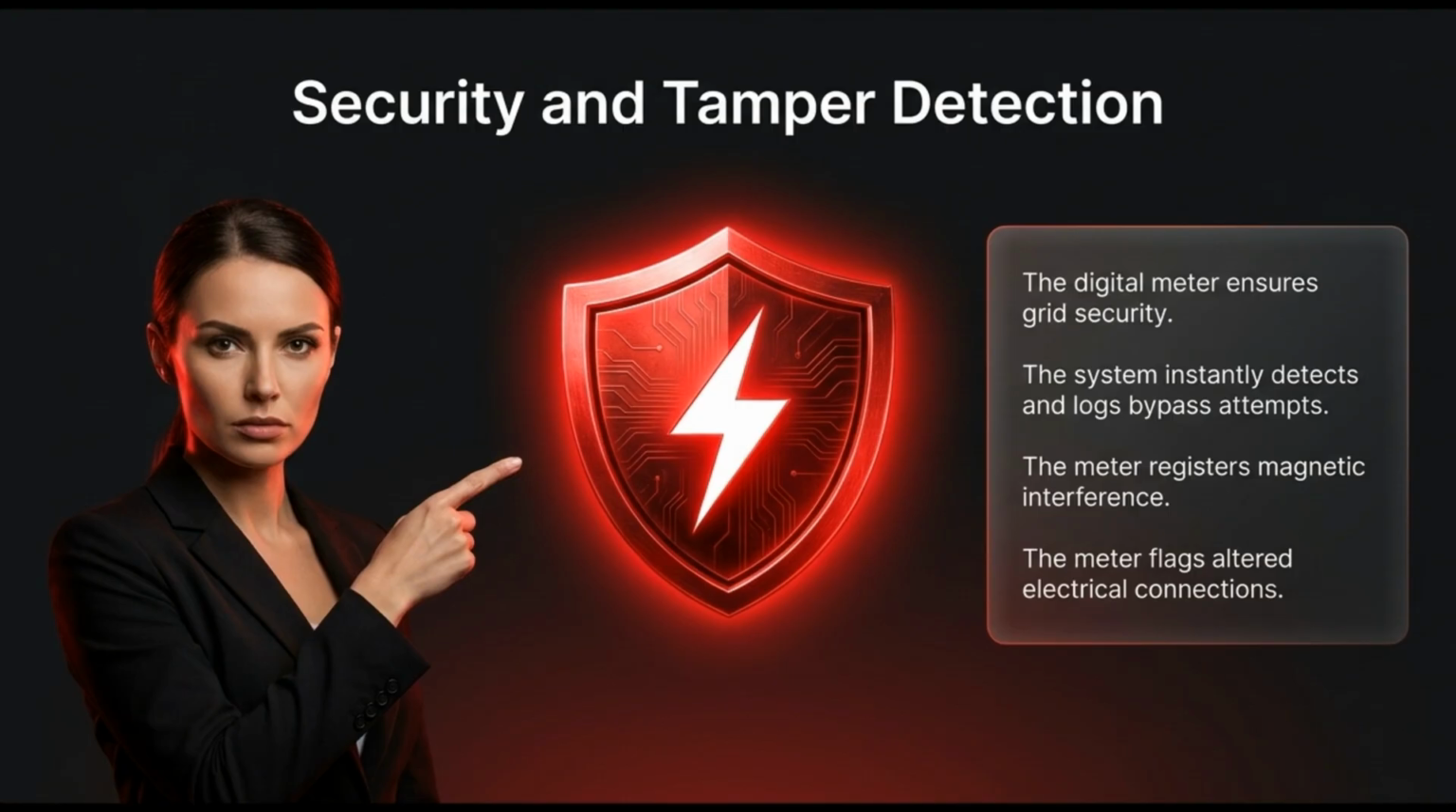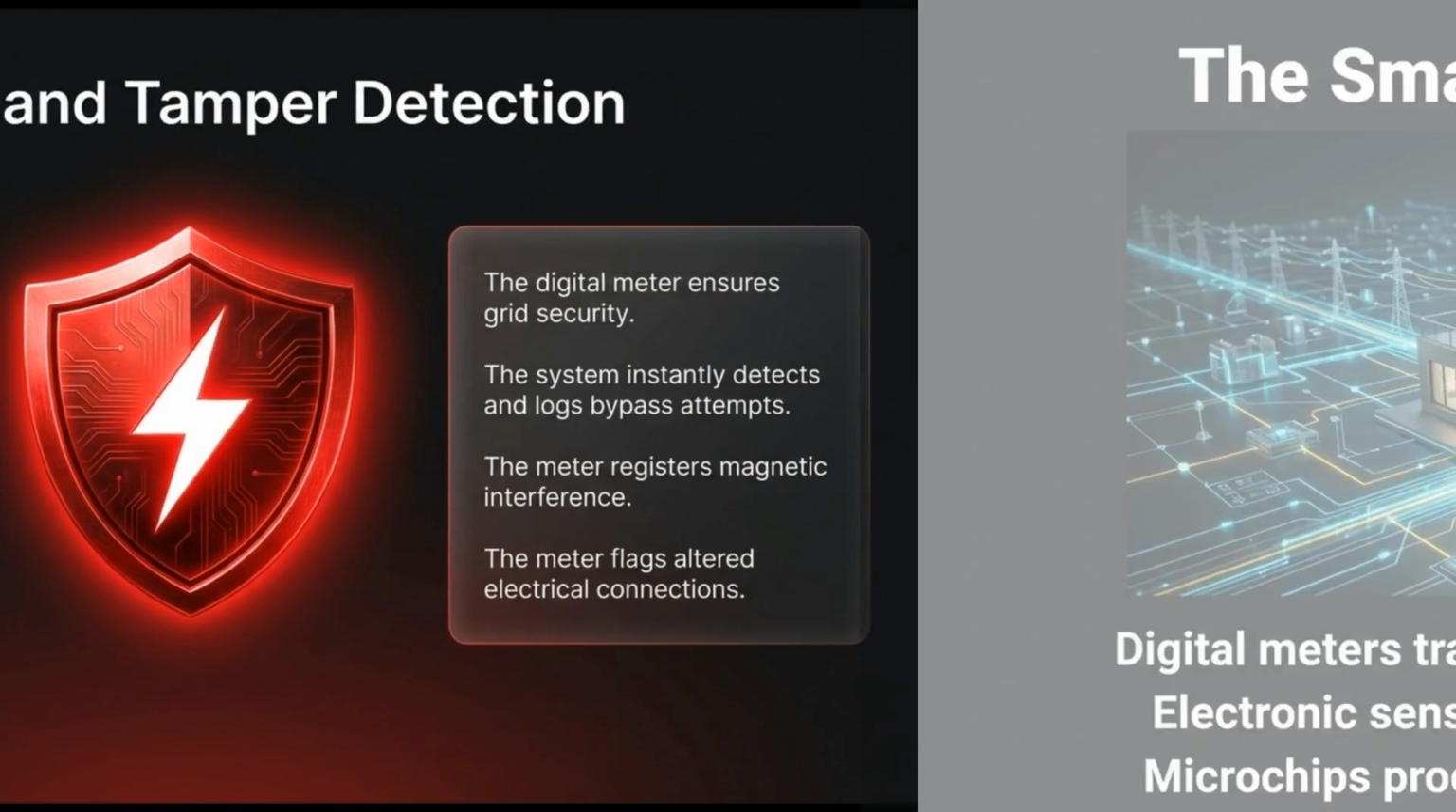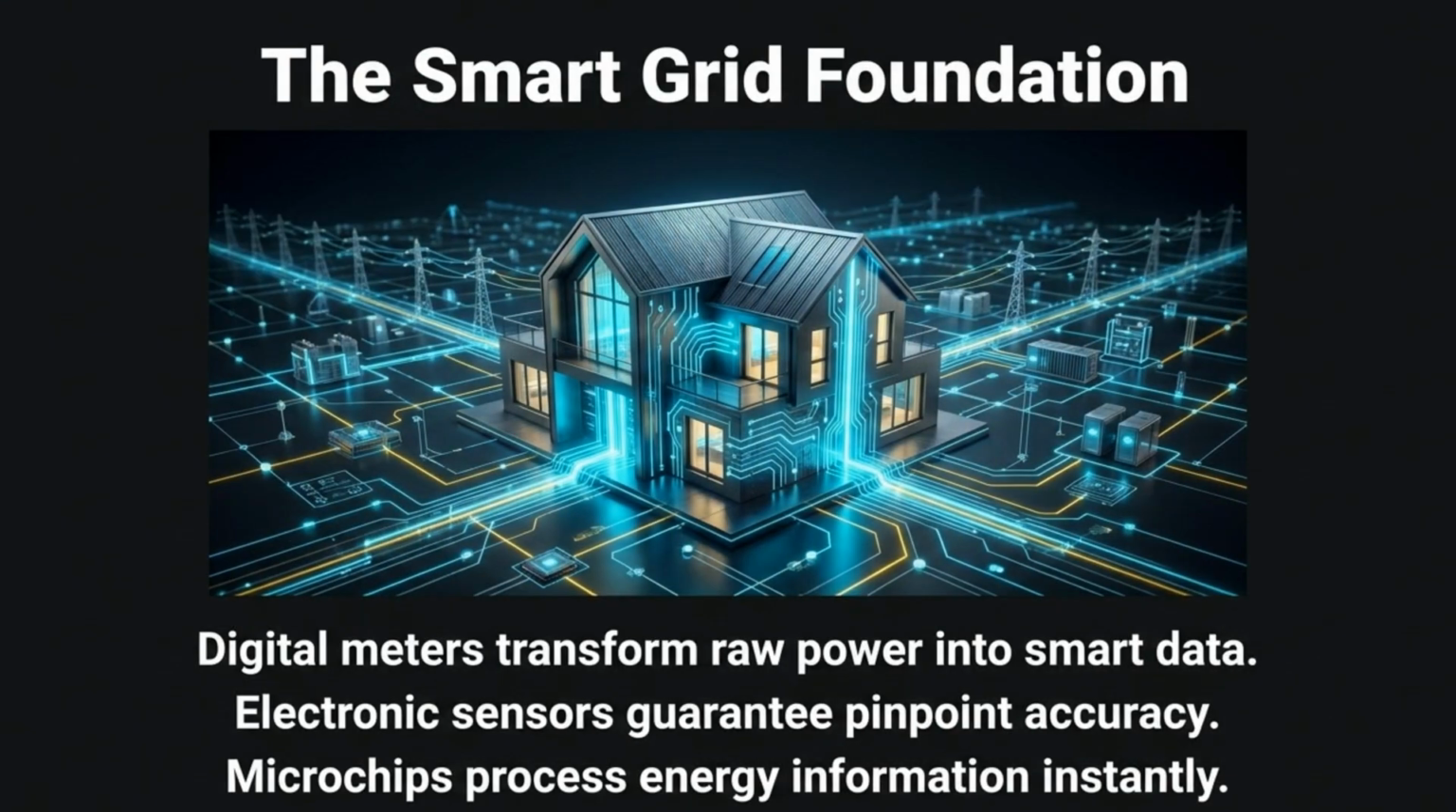Digital meters ensure grid security and instantly detect and log bypass attempts. The meter registers magnetic interference and flags altered electrical connections, enhancing tamper detection. Digital meters are the foundation of the smart grid.